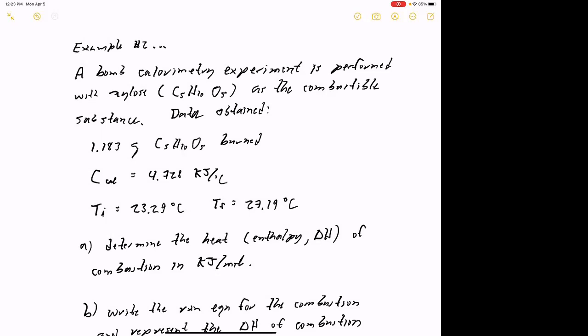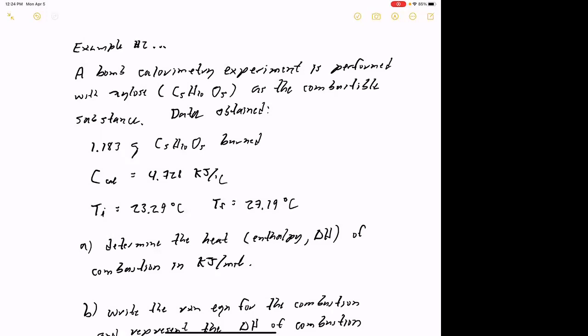My C cal for my calorimeter assembly, because presumably I've already gone and calibrated it, is 4.728 kilojoules per degree Celsius. So that would have been obtained from an experiment very similar to what I did in the prior example problem. So that's a piece of information now we have about our calorimeter assembly. And I can measure an initial and a final temperature. So the initial temperature of 23.29 degrees Celsius is the initial temperature before I set off the reaction. And T final of 27.19 degrees Celsius is the final temperature, or the thermal equilibrium temperature we get when the reaction has been set off, okay?